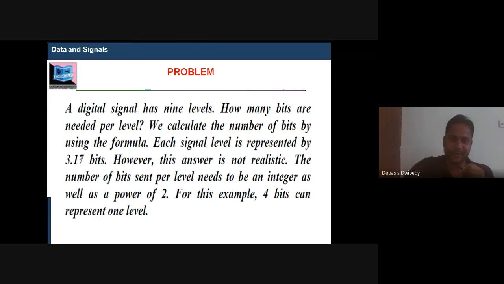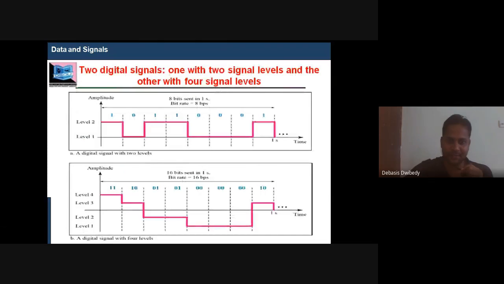Okay, so a digital signal has 9 levels. How many bits are needed per level? First you have to understand what per level means. This is one level, so how many bits will we encode in this level? Here we will encode 2 bits.